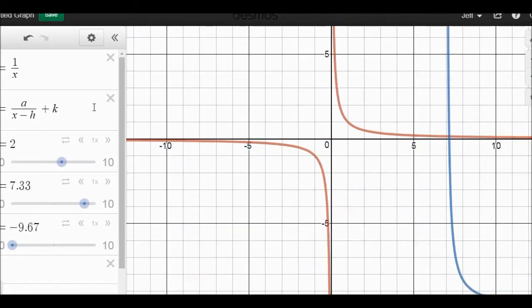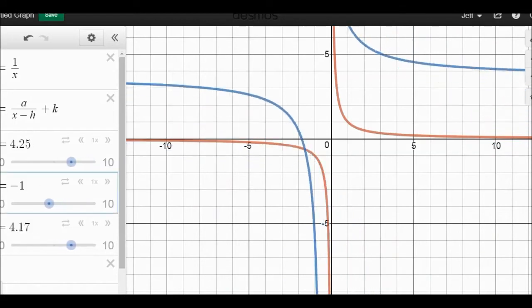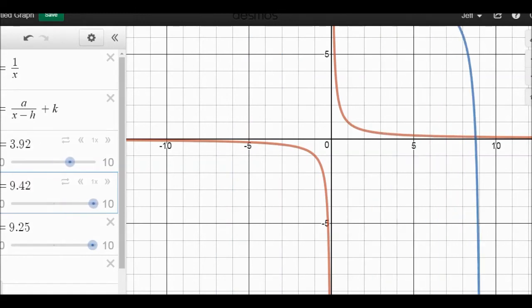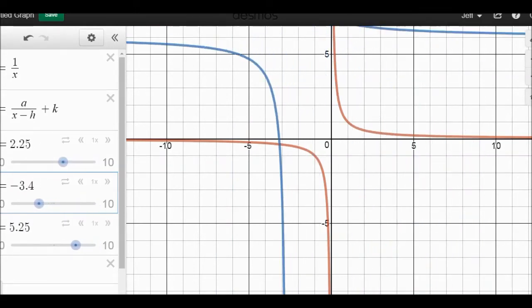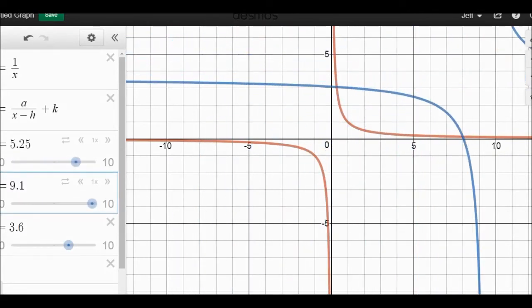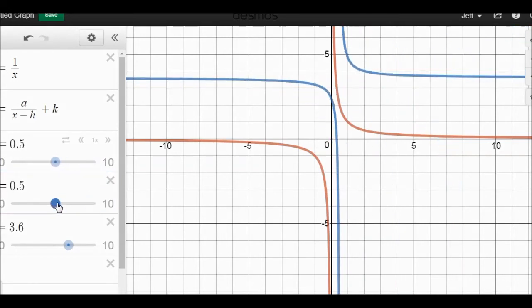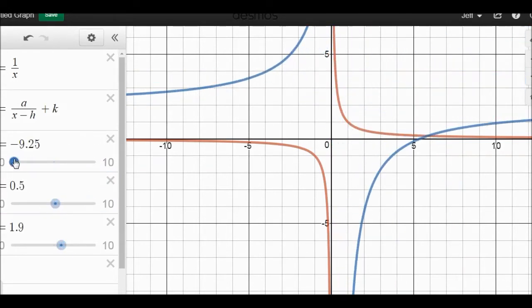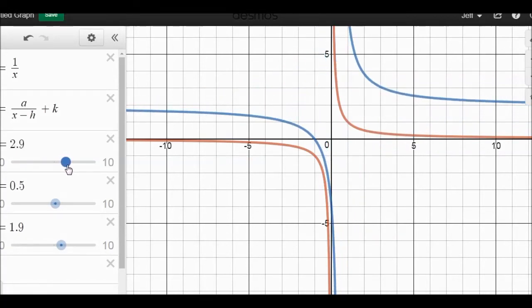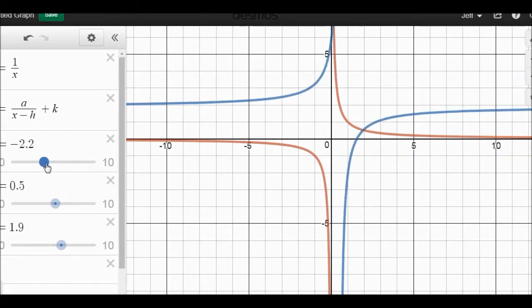A is negative. So obviously, what happens if a is negative here? Okay, let's bring it over here. So if a is negative, it flips around the other way. So what is that a reflection of? It's a reflection about the what? X and Y. So x and y flip? Is it a reflection about an axis or about a line?